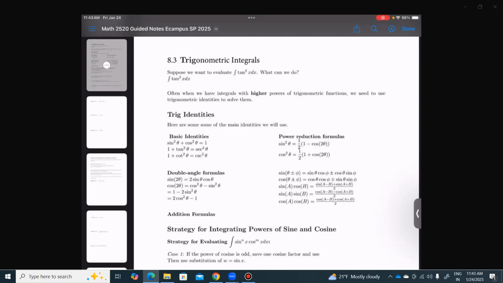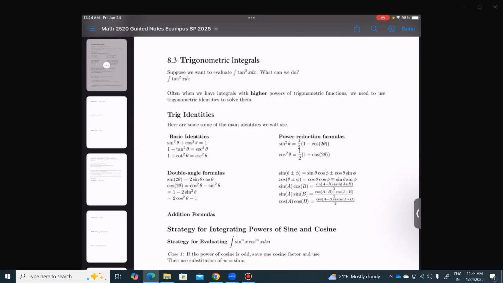Now, one thing to notice in a lot of these is when you see sine and cosine, they're usually together. When you see tangent and secant, they're usually together. And when you see cotangent and cosecant, they're usually together, based on how these identities relate to each other. And so when we are looking at these strategies, we're going to look at them in pairs: powers of sine and cosine together, powers of tangent and secant, and powers of cosecant and cotangent.